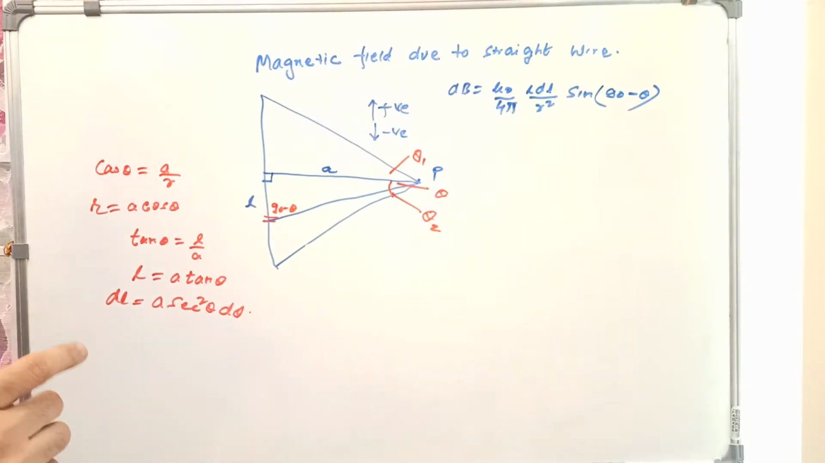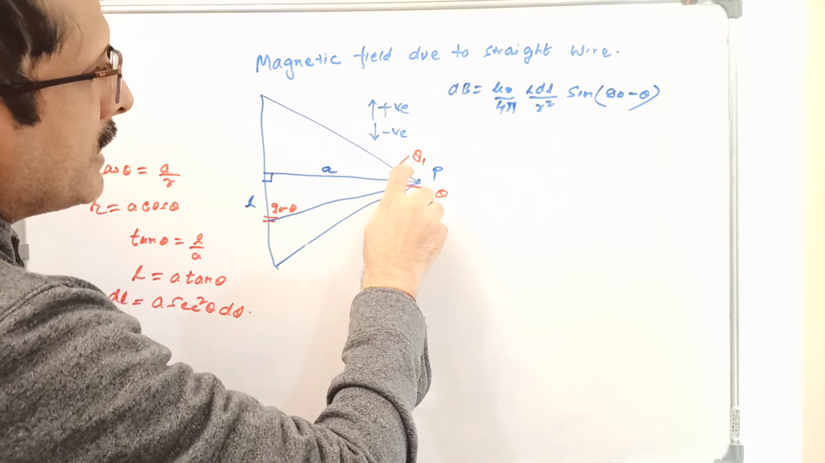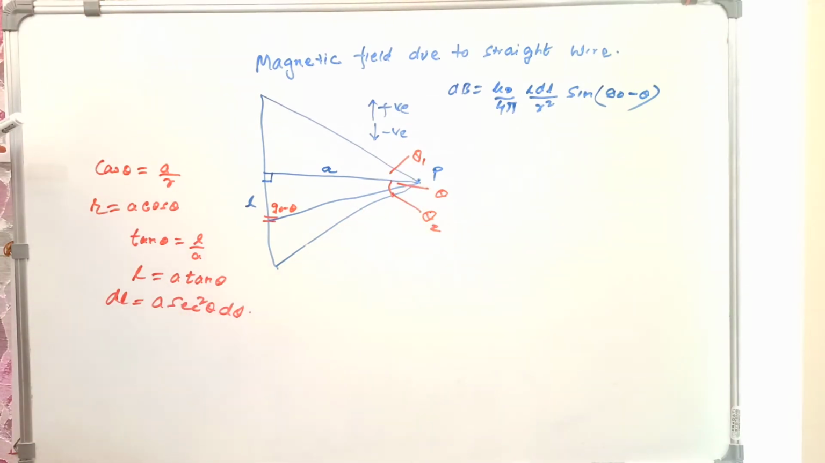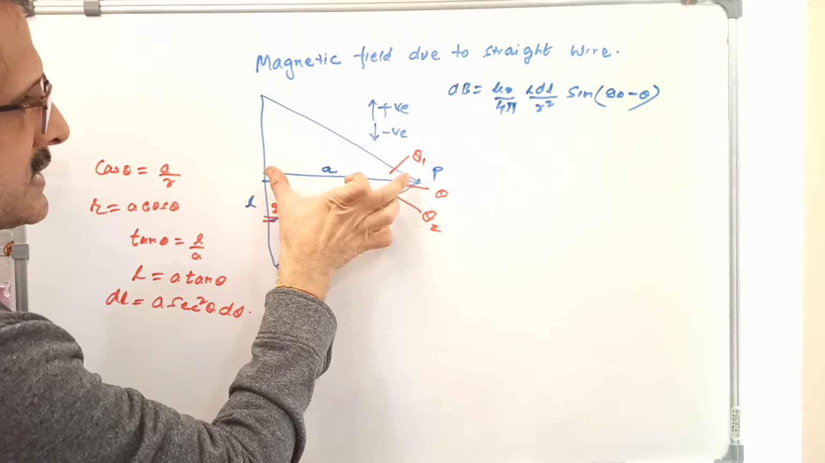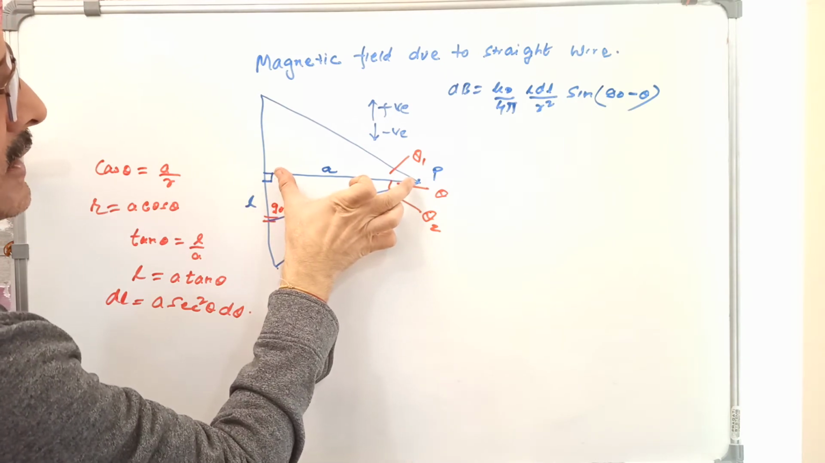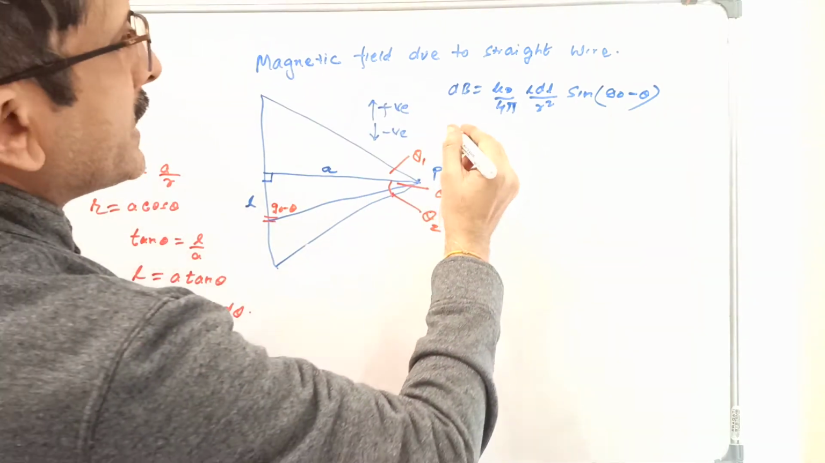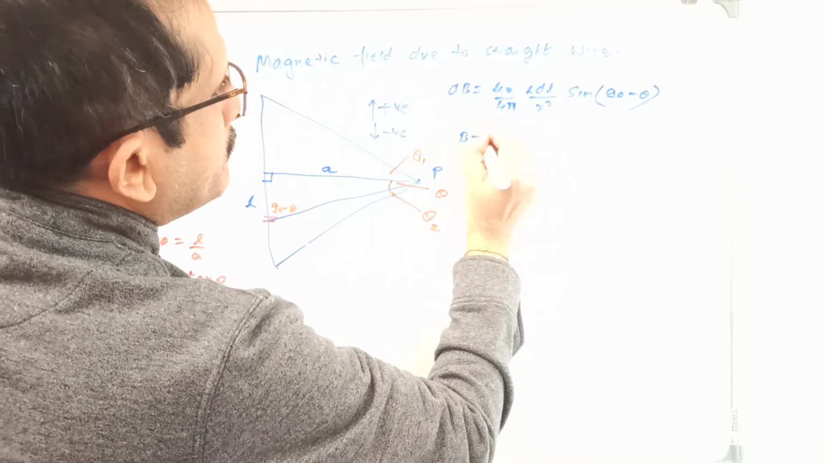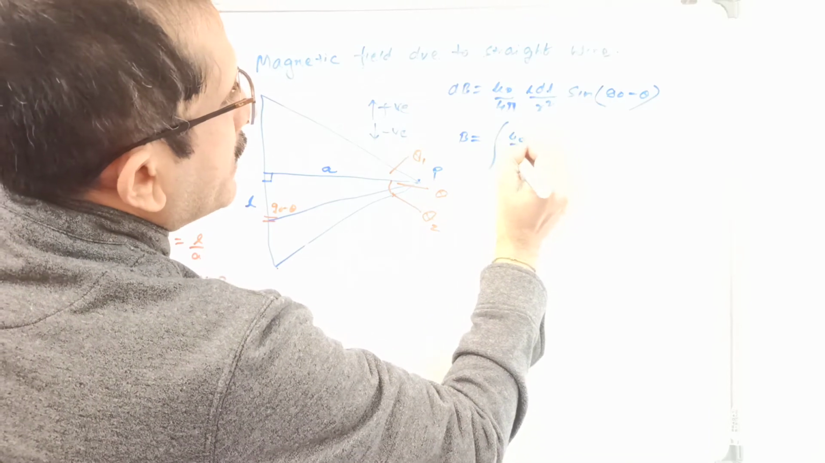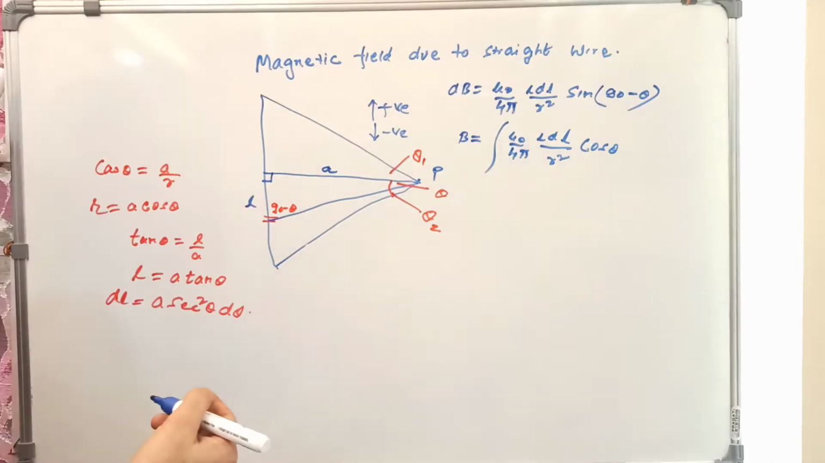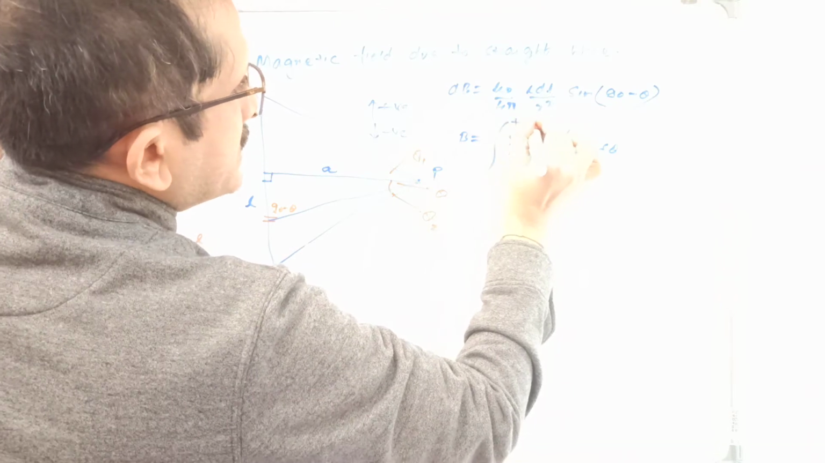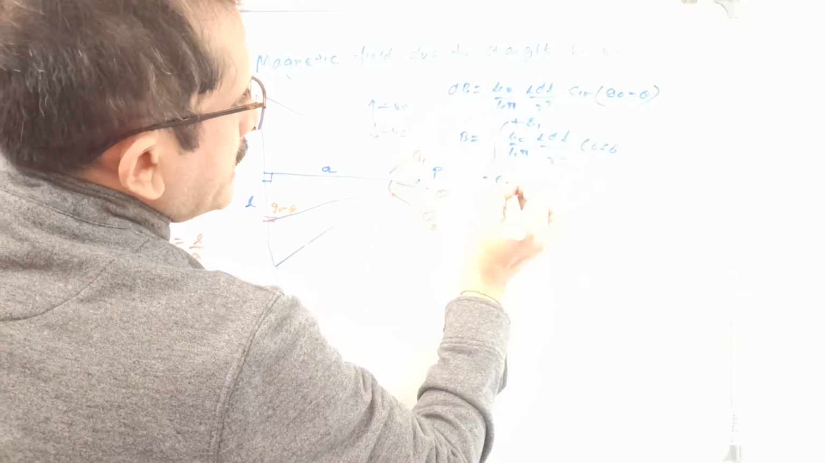So I will say that I am integrating it from plus theta 1 to minus theta 2, because this is the standard from which we are trying. What is the standard? The perpendicular. Okay, so I am integrating both sides. So if I integrate both sides, it becomes B is equal to mu naught by 4 pi I dl by r square, and this becomes cos theta, as you know from trigonometry. Here I will write plus theta 1 to minus theta 2. I hope it is clear.